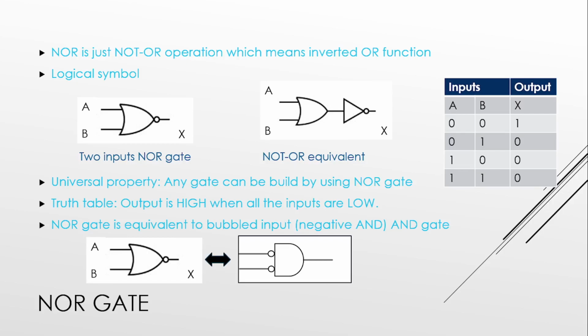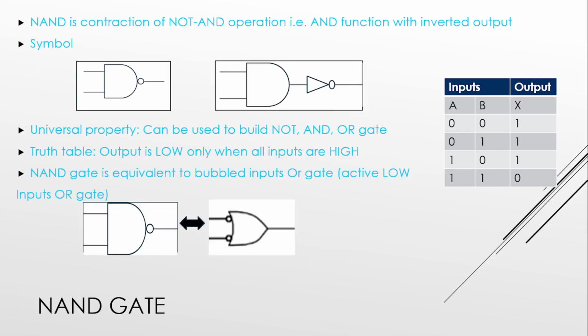Now let us see the next universal gate, that is a NAND gate. So here N stands for NOT and AND. So it is a NOT AND operation. That means it is AND function with inverted output. So output of NAND gate is exactly inversion of the output of the AND gate.